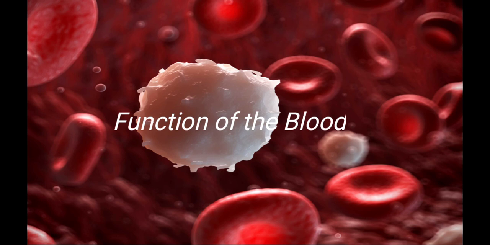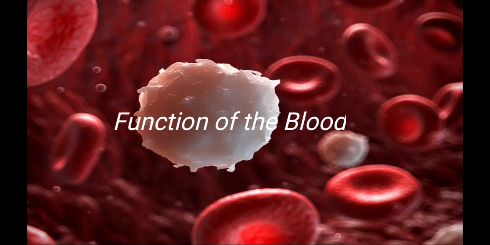Functions of the blood. The blood is a fluid connective tissue performing the following functions. The blood carries oxygen from the lungs to the different parts of the body and removes the carbon dioxide from the body cells. The blood carries digested food from the intestine to all parts of the body. Blood contains WBCs which protect the body from diseases.